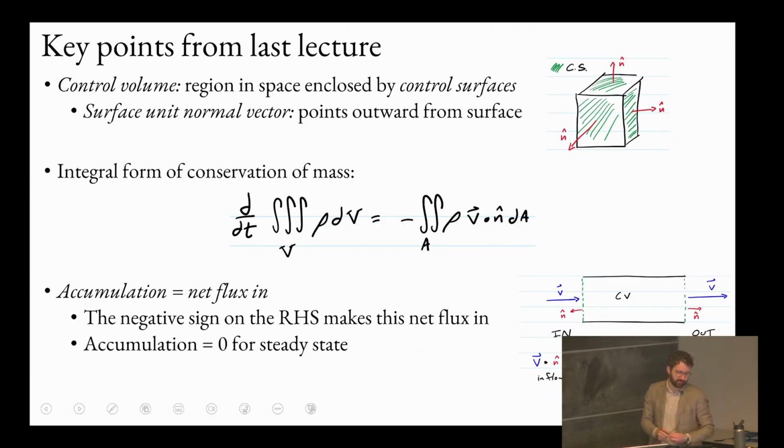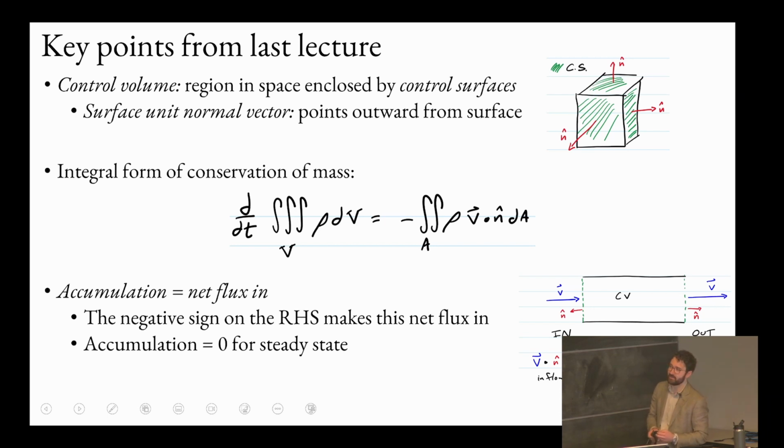So key points from last lecture, which was on conservation of mass. We talked about control volumes. We talked about the integral form of conservation of mass. An important thing about the control volume is that it has this unit normal vector that's always pointing outwards from the control volume surface. And we have an integral formula of conservation of mass.